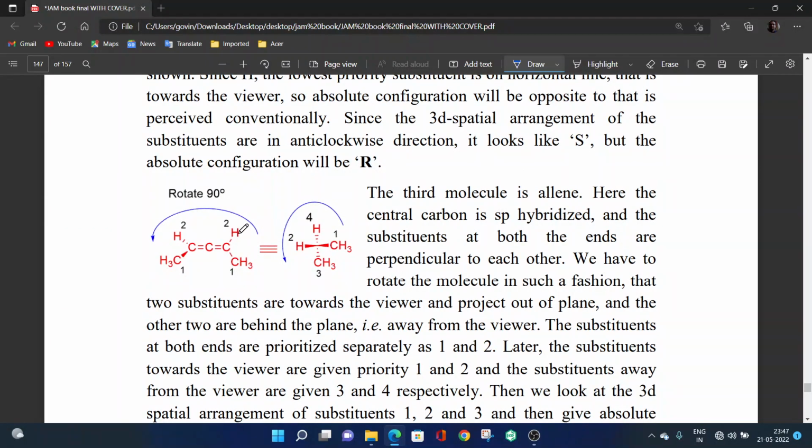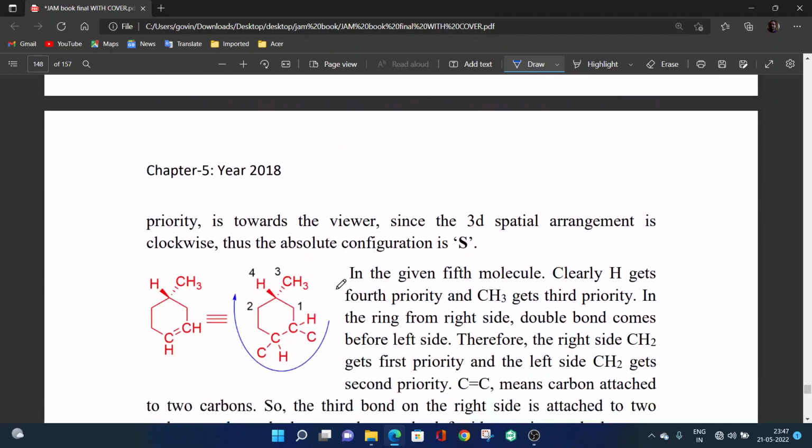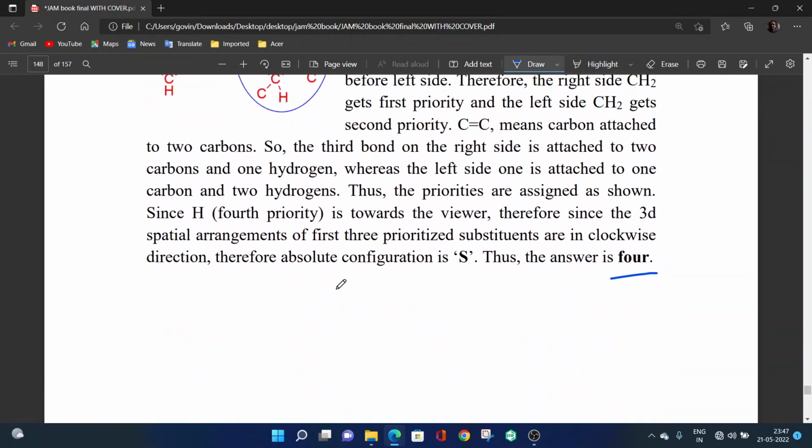Here I had rotated like that, so these both have come left and right. You can do either way. Here when I solved, I looked from this side, but in this one I have looked from this side. Either way is perfectly fine, right. So that's it for today. Thank you very much.